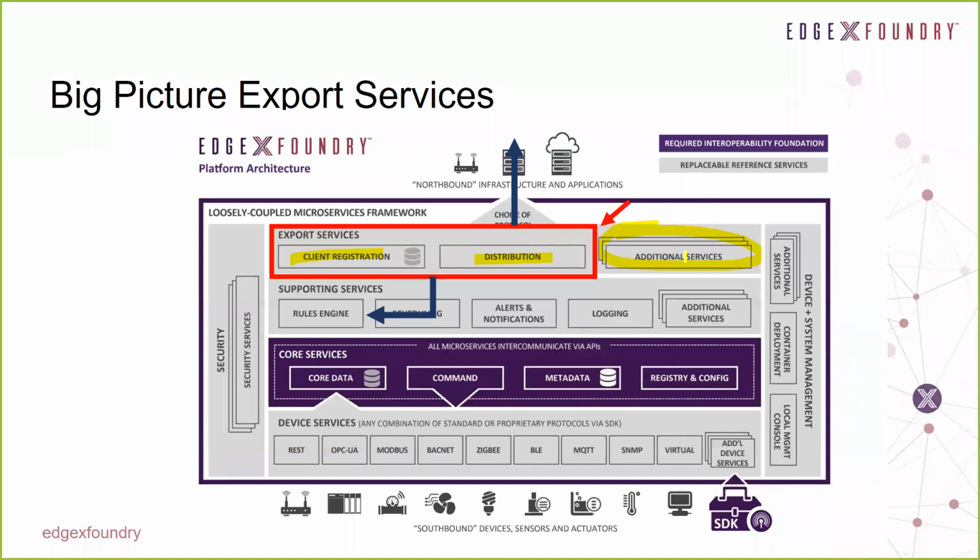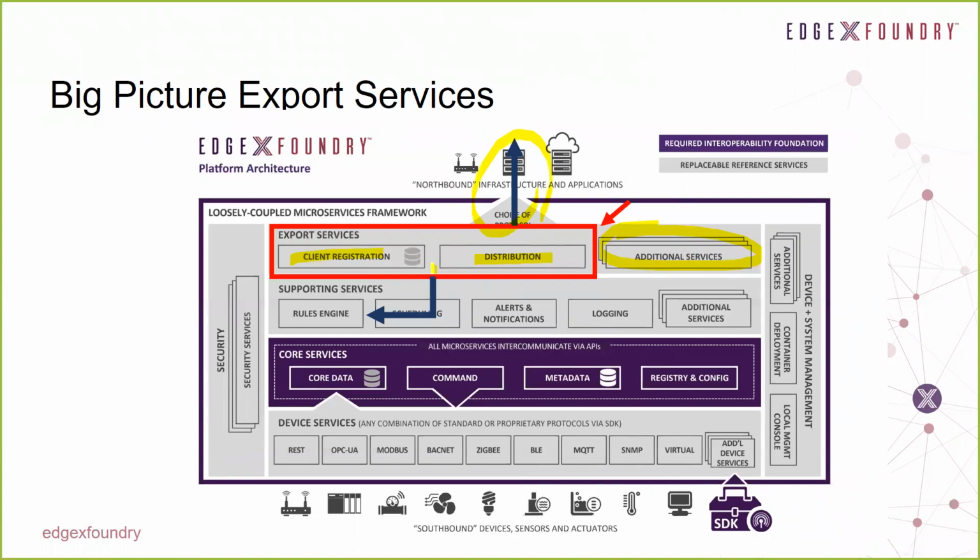You'll notice here I've got two big blue arrows. Those are really instrumental as part of this export service as well. The first is the arrow to get data off of the EdgeX box up to your cloud systems, your enterprise systems. If you want to have EdgeX take device and sensor data and get it off to something like Azure IoT Hub, this will be your mechanism to do that.